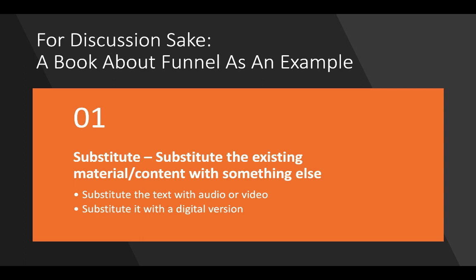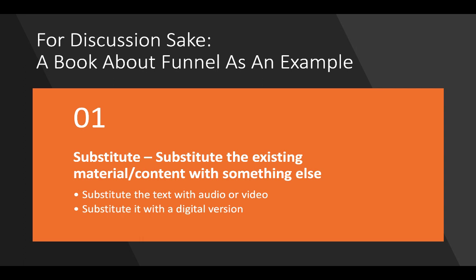So for instance, if there's a book about funnel that is a winning product and you observe how the content is and so on, and then you create your own book about funnel as well. But instead of selling that as a book, you could apply the substitute concept and turn the book into an audio or a video course instead. Or instead of having that as a physical book, it could be a digital version ebook, like available in Kindle, for example, right?